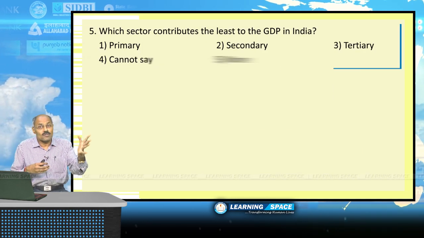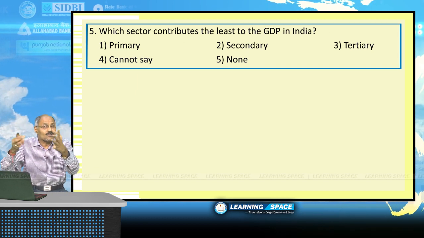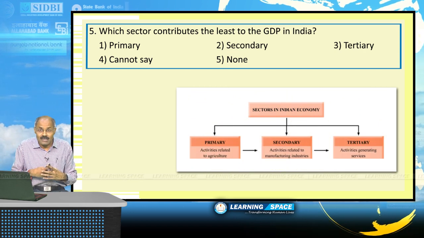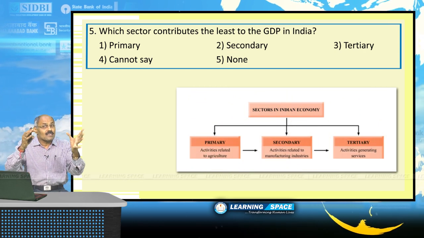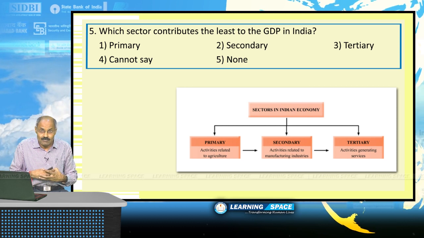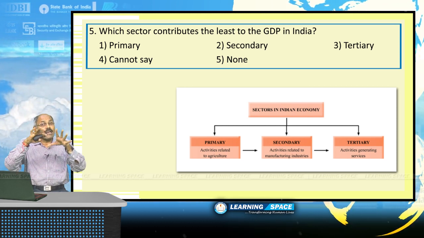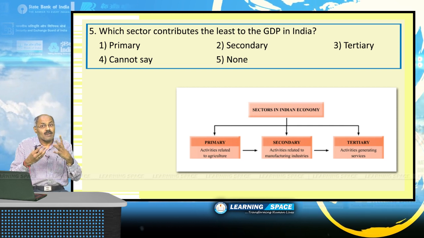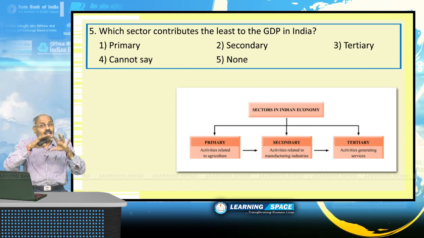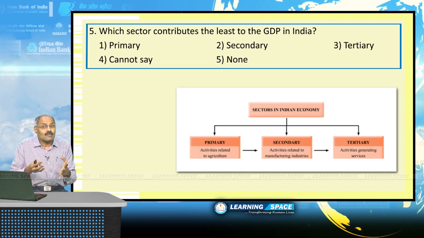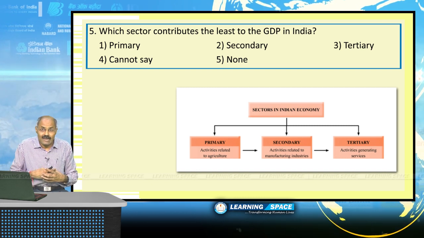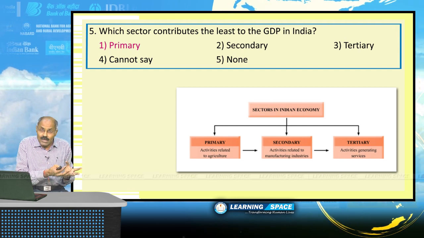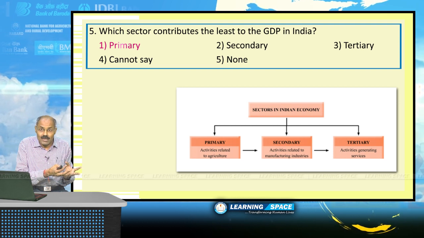Look into the next question. Which sector contributes the least to the GDP in India? In India, it is the primary sector. Primary sector is basically agriculture and its allied activities, like dairy farming, animal husbandry, and agriculture related services. This constitutes the primary sector, and the primary sector contributes the least to the country's economy.